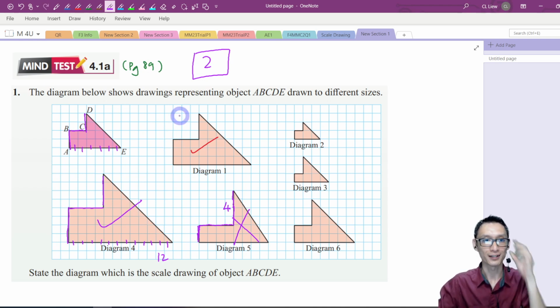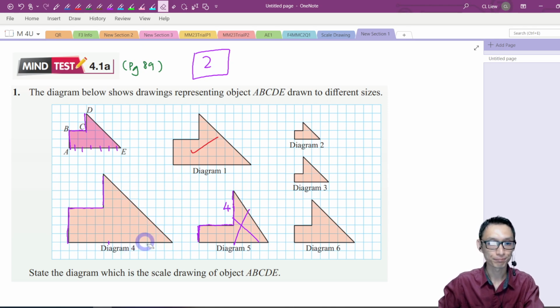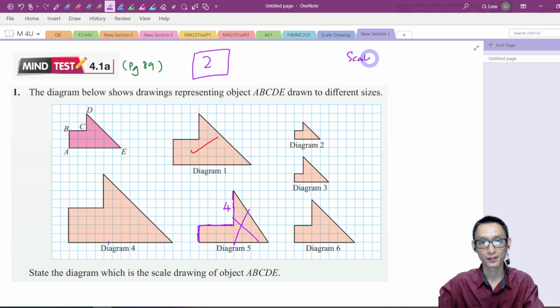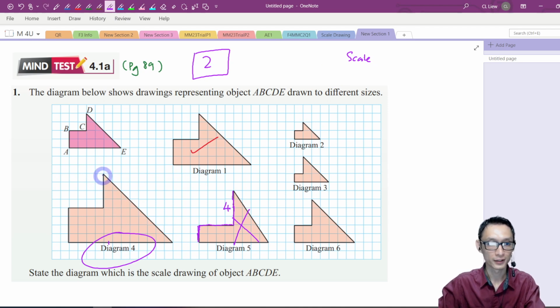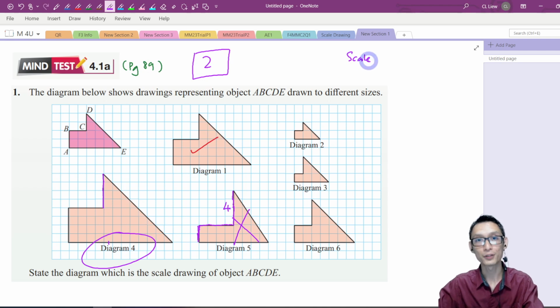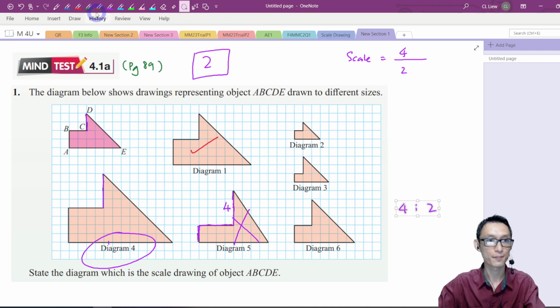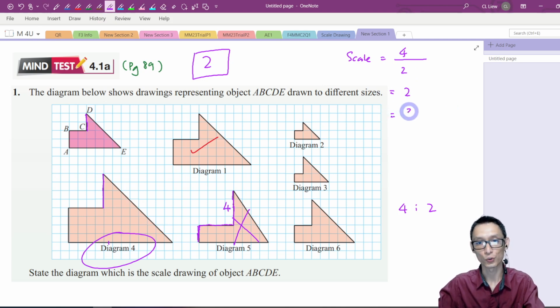Let me show you one more thing. Let's say the question asks us to find the scale, how do we find it? Remember? Okay, let's choose this one. 1, 2, 3, 4. Remember the drawing on the top and the object at the bottom. If you don't want to write it like this, you can write it like this. It's the same thing. This is 2, so it means 2 over 1, which is 2 is to 1.